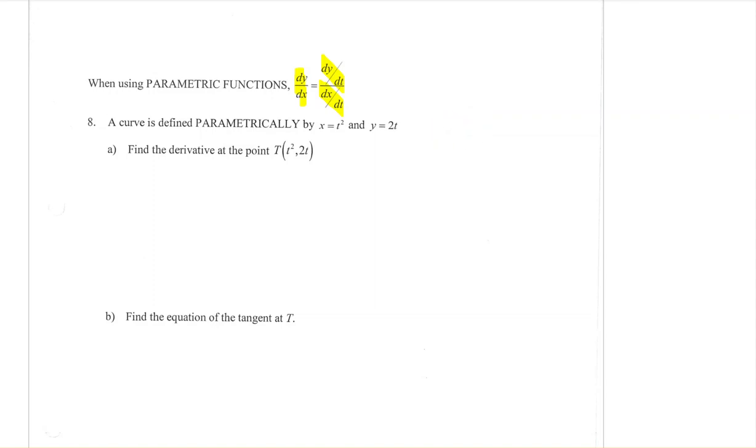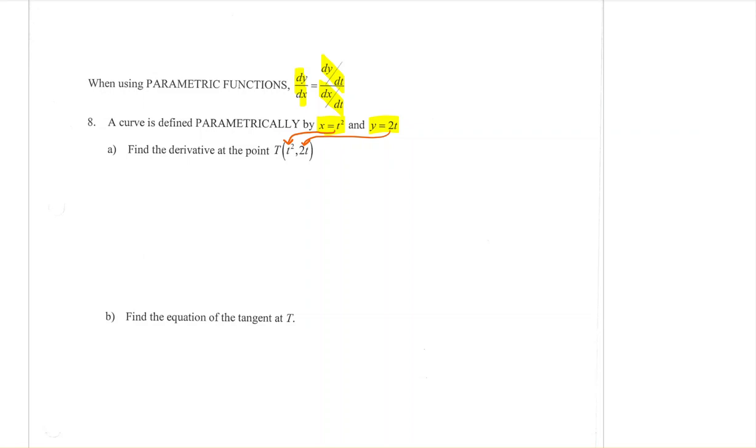Let's use it for a question. So I'm given two equations. x is equal to t squared and y is equal to 2t. Find the derivative at the point t, which is (t squared, 2t). Now, it's written as a point there, but notice that the x value is t squared, and the y value is 2t.